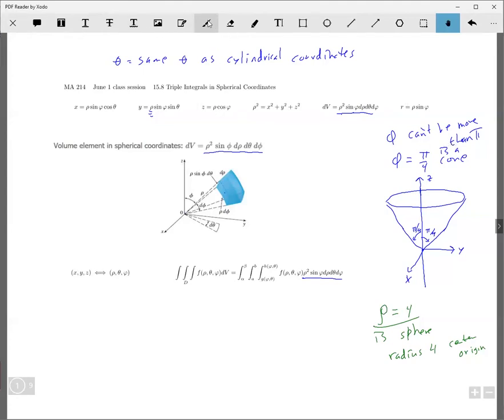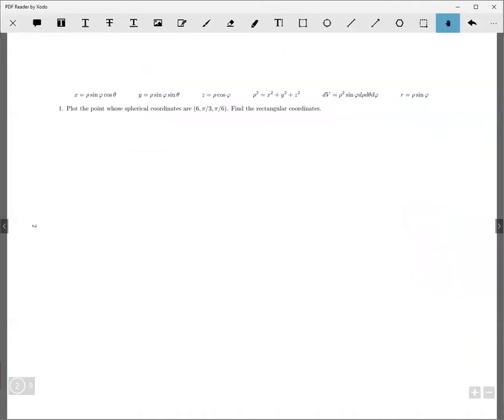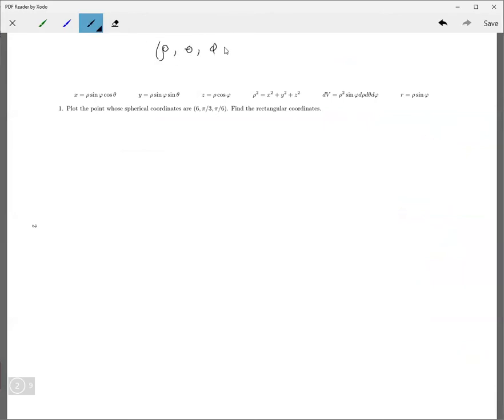Essentially, one last thing is that you go in this order. So x, y, z, rho, theta, phi is the order. Rho, theta, phi. Once again, the order is rho, theta, phi.